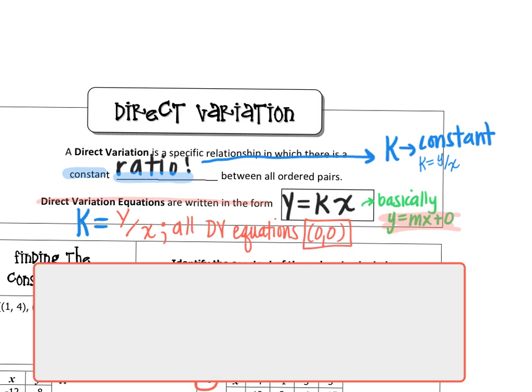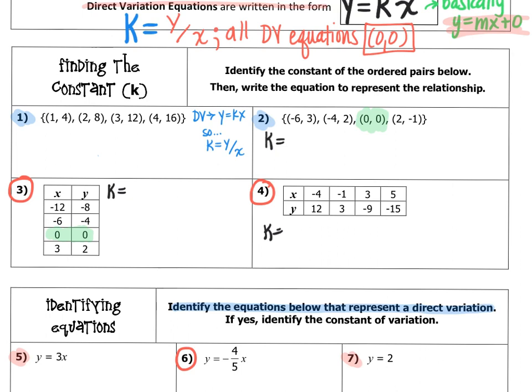Think about the babysitting. You don't get paid a flat fee, you just get paid $7.50 per hour. That's it. So if you work 0 hours, you make $0. That is a directly variated relationship. So given ordered pairs, we're going to go ahead and identify the constant, and then we're going to write the equation to represent the relationship.